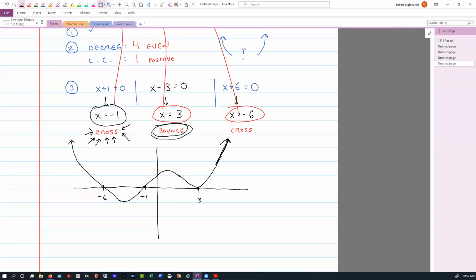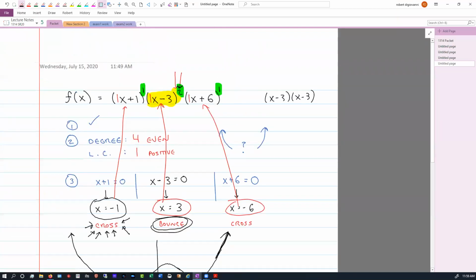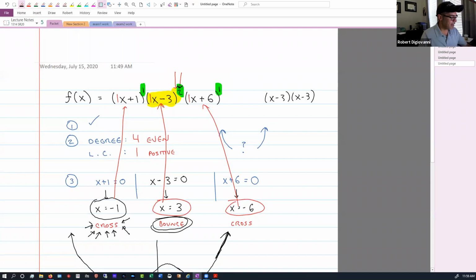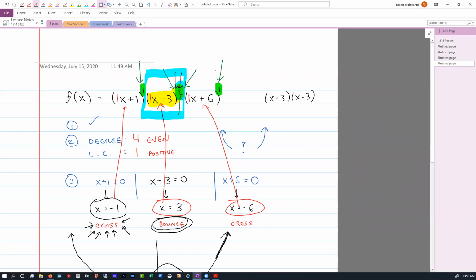I'm sorry, how did you get the bounce again? How did you know it was going to bounce? I see it at the x = 3. Okay, so what I did is I went back up to where 3 came from. 3 came from this factor right here in blue. And all you do to figure out whether or not you bounce or cross is to look at that 2, that power right there. That 2 is an even number. And if it's even, so if it's a 2 or a 4 or a 6, you're going to bounce there. If it's an odd number, like these were odd, 1 and 1, those are odd numbers, you will cross. Does that answer your question? Yes, it does.